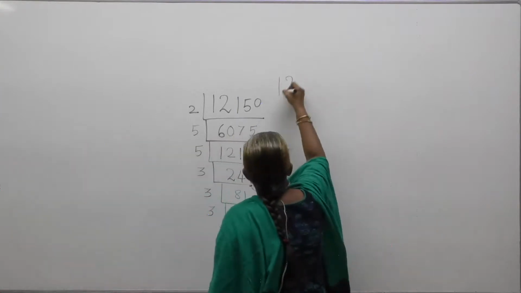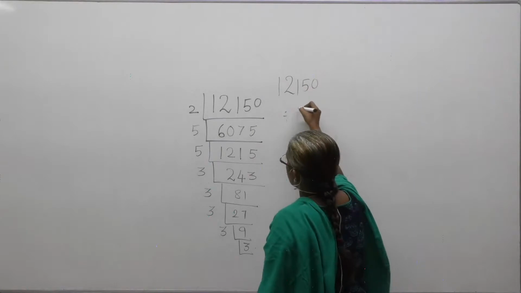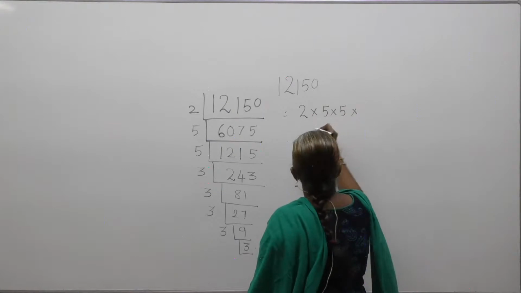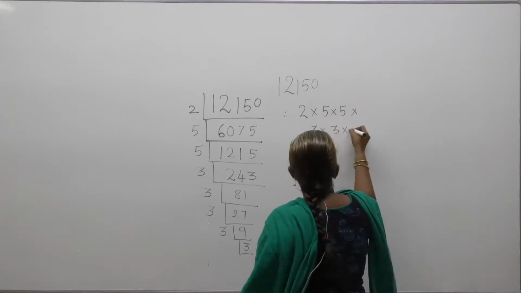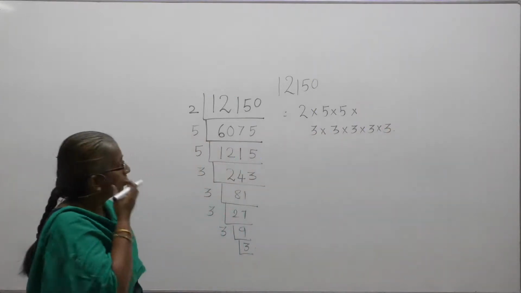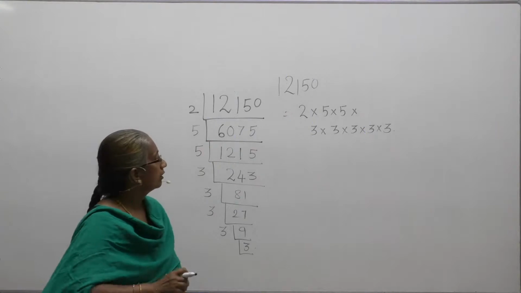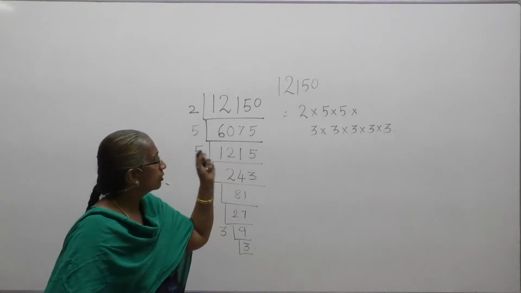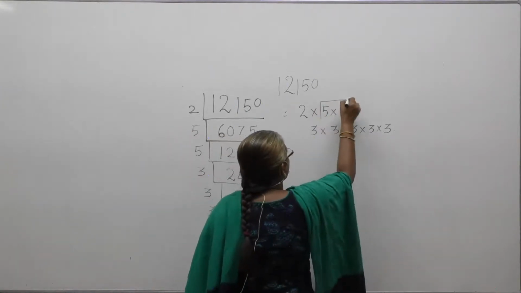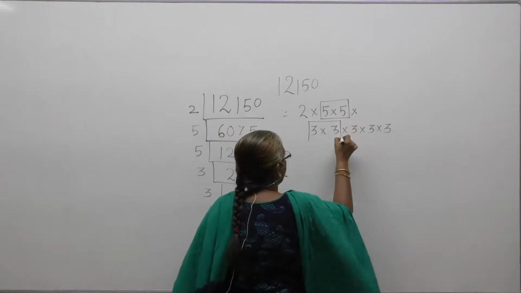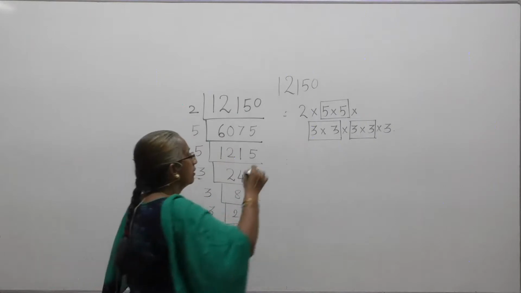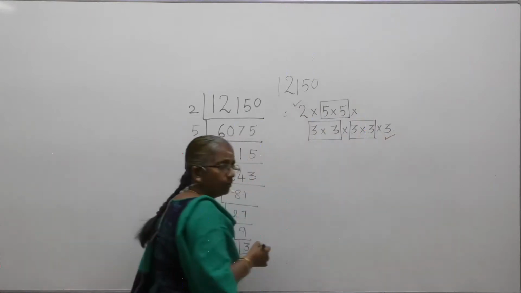So 12,150 can be written as the product of one 2, then two 5s, and then five 3s. So let us pair the numbers: one pair of 5, two pairs of 3, and what is remaining? A 2 and a 3.